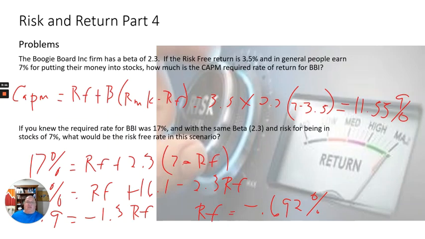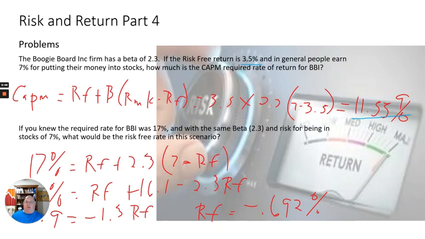In this case, the risk-free return was 3.5%, so we fill that in here. And the beta was 2.3, so we take 2.3 times whatever the market risk premium is. To calculate that, we take the return to market, which we said was 7%, minus risk-free. So this becomes 3.5% in here. When you take 2.3 times the 3.5% and add the 3.5% to it, you get a required rate of return on that stock, or a CAPM of 11.55%.